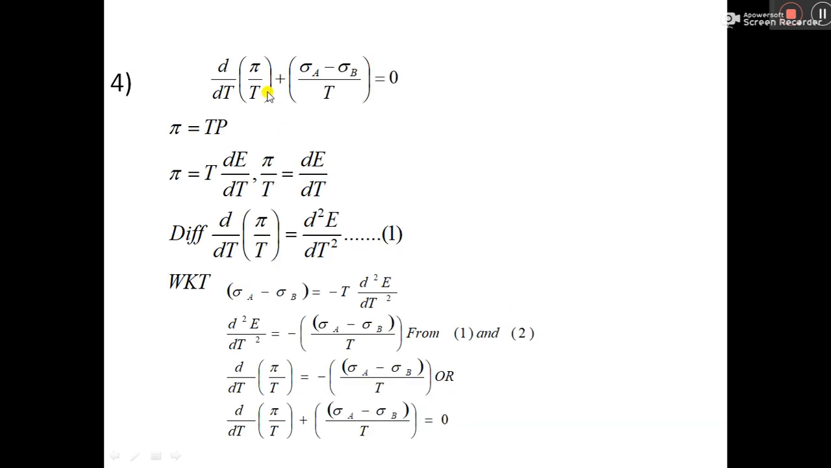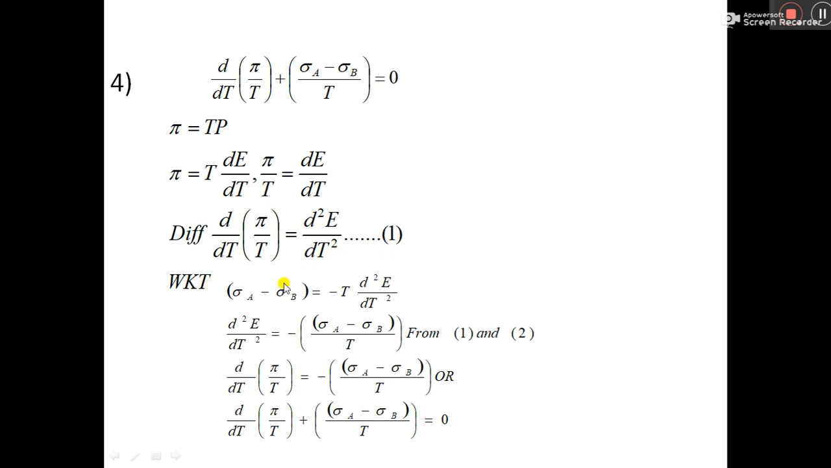Fourth one: d by dt of pi by T plus sigma A minus sigma B by T equals 0. We have to derive this by using the standard relation pi is equal to T into P. So pi is equal to T, where P is nothing but dE by dt. Rearranging, pi by T is equal to dE by dt. Differentiate: d by dt of pi by T is equal to d square E by dt square. Call this equation number 1.